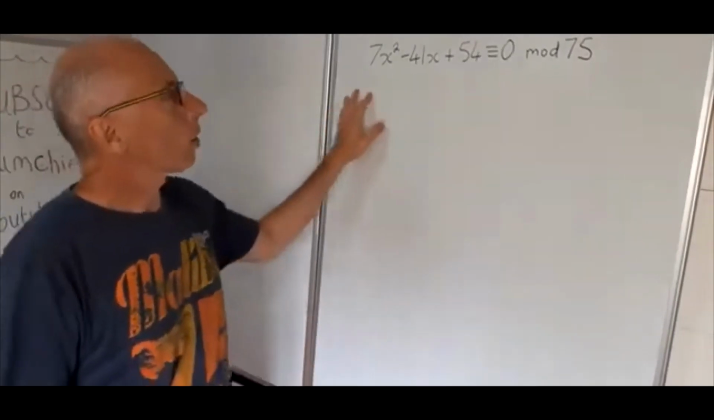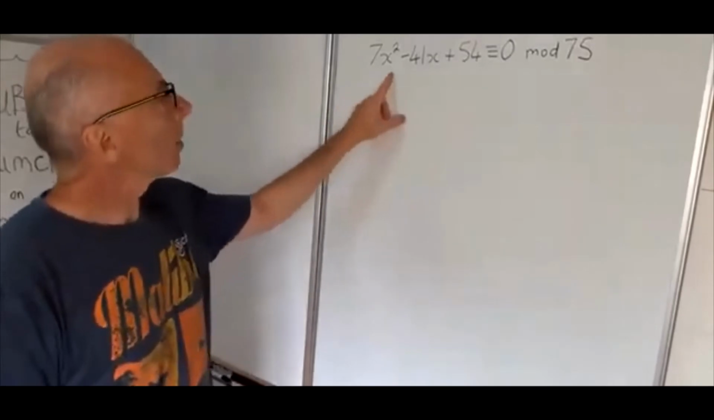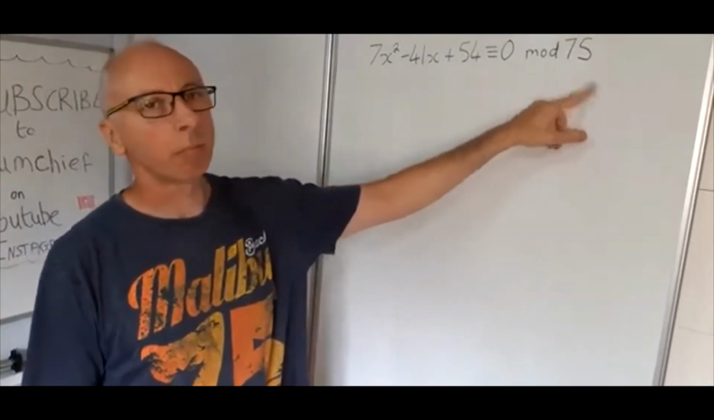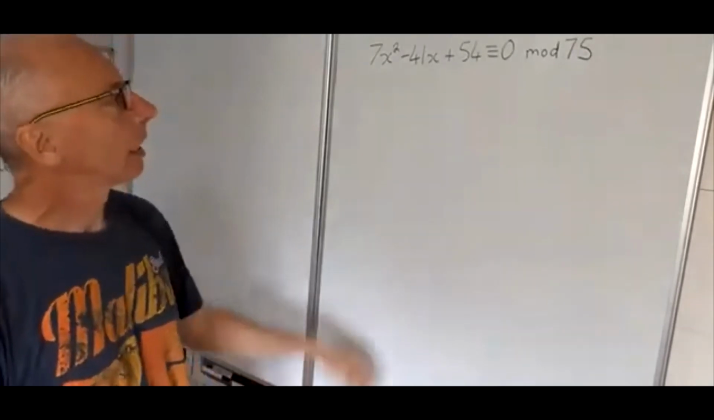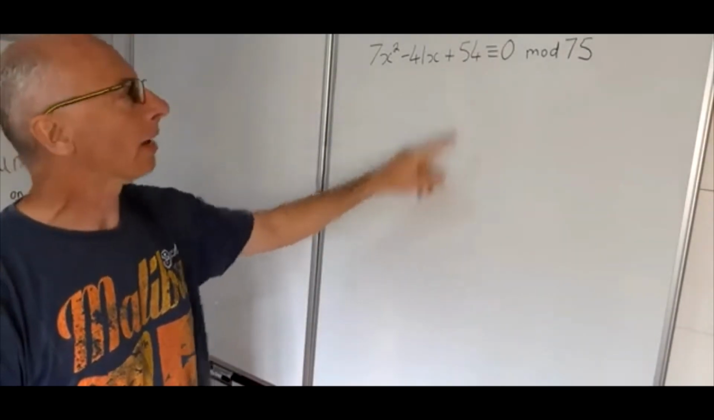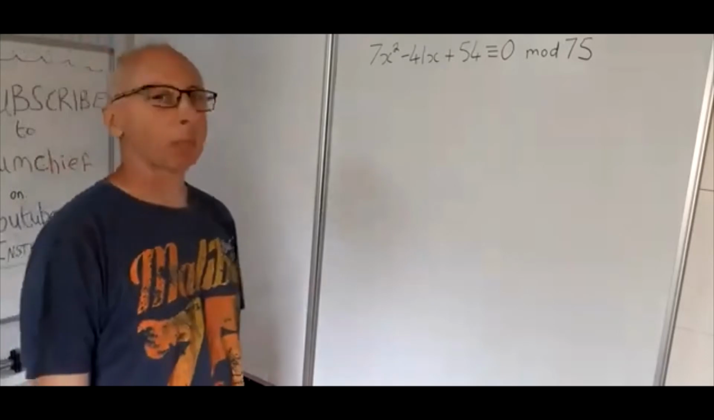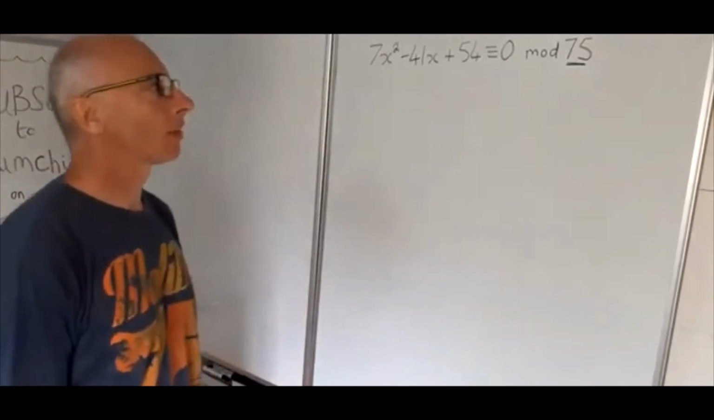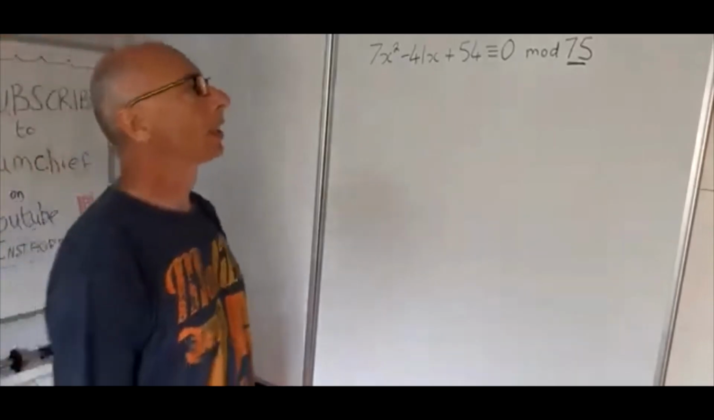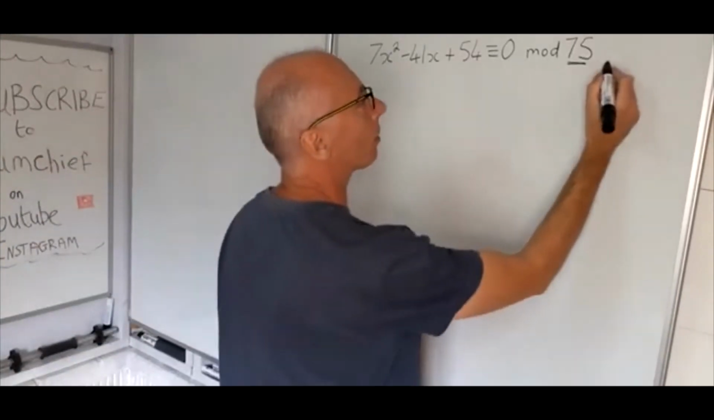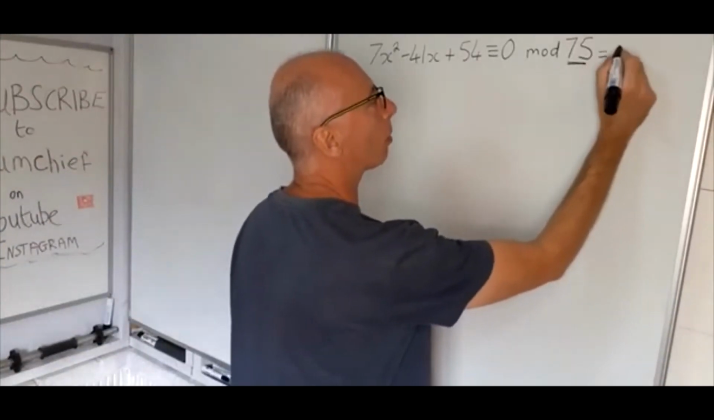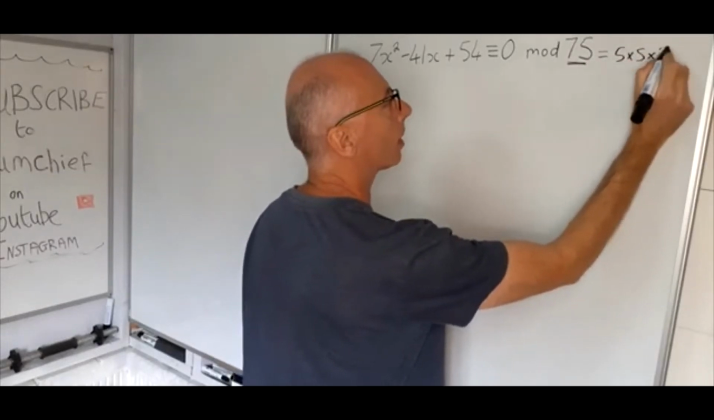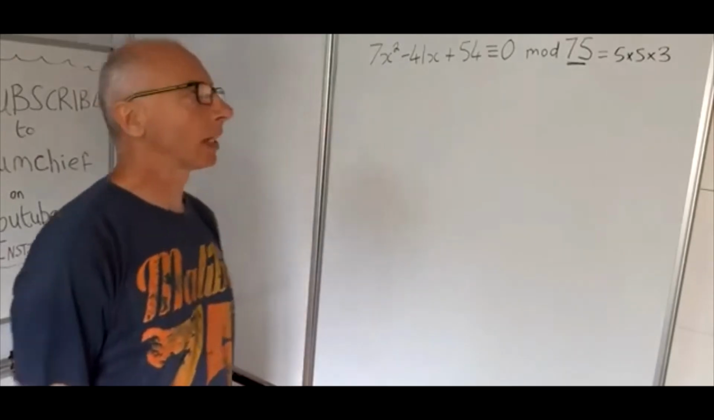Okay, so we've got a question here: 7x squared minus 41x plus 54 is congruent with 0 mod 75. Now we need to find some solutions for x. The first problem we've got is this modulus 75. It's not a prime number, but the prime factors of 75 are 5 times 5 times 3. That's our 3 prime factors.